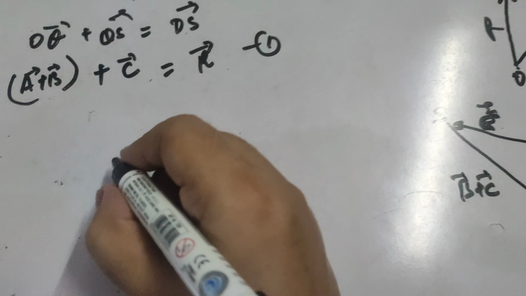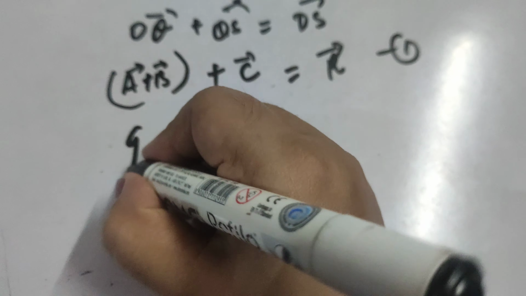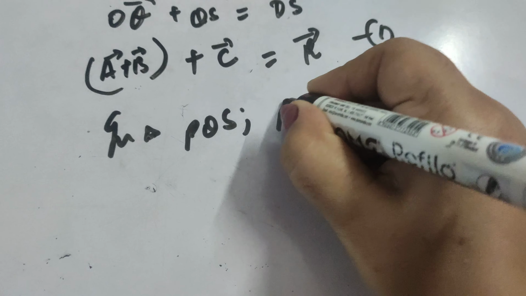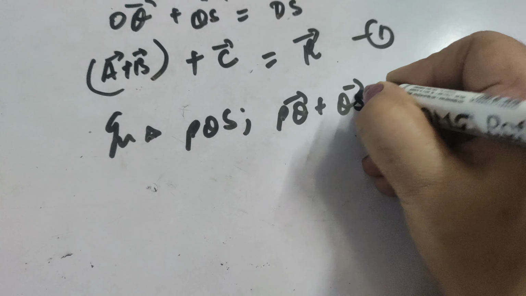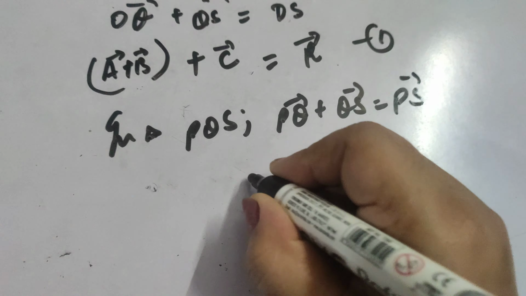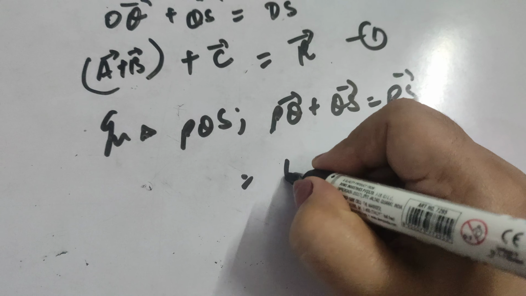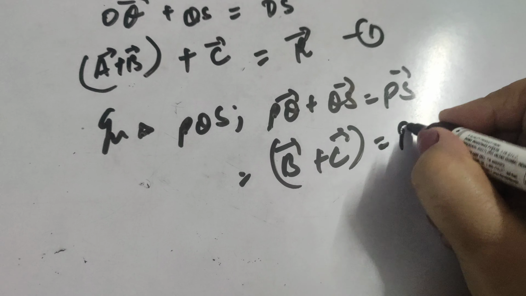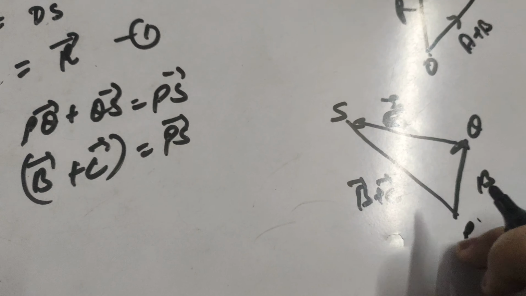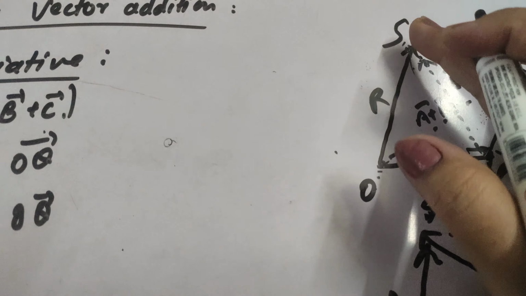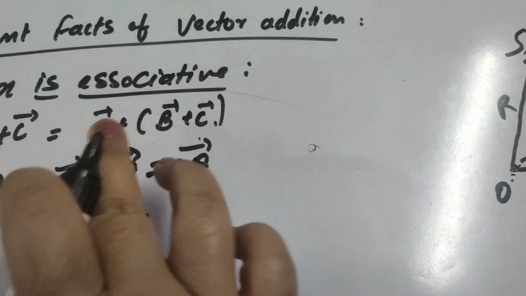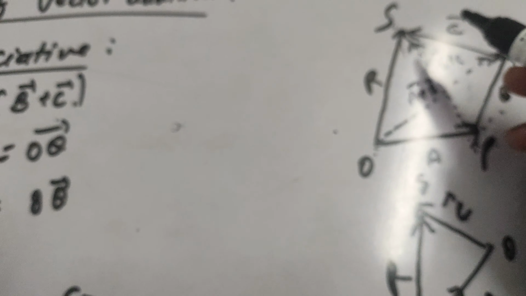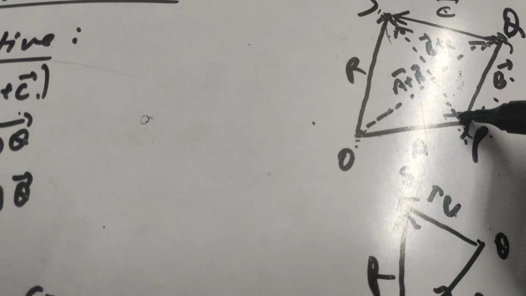So we will write here in triangle PQS, PQ plus QS is equal to PS. So PQ is B vector plus C vector is equal to PS. So we get PS is equal to B plus C. Now what do we have to prove? A plus B plus C. It means we need a triangle in which there is A. So this is B plus C and this is A.